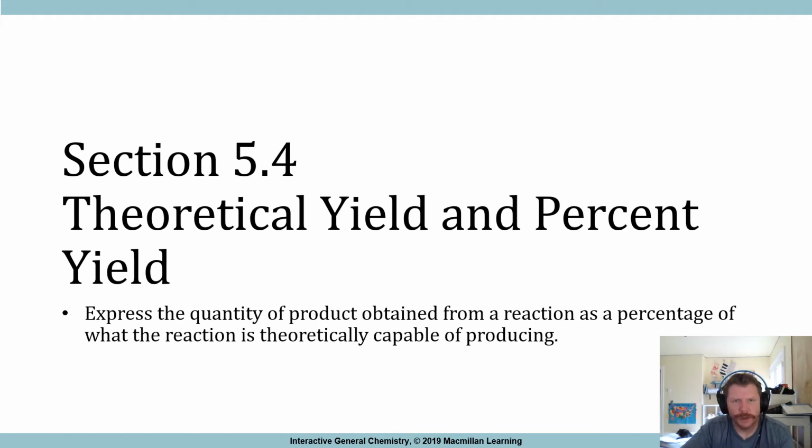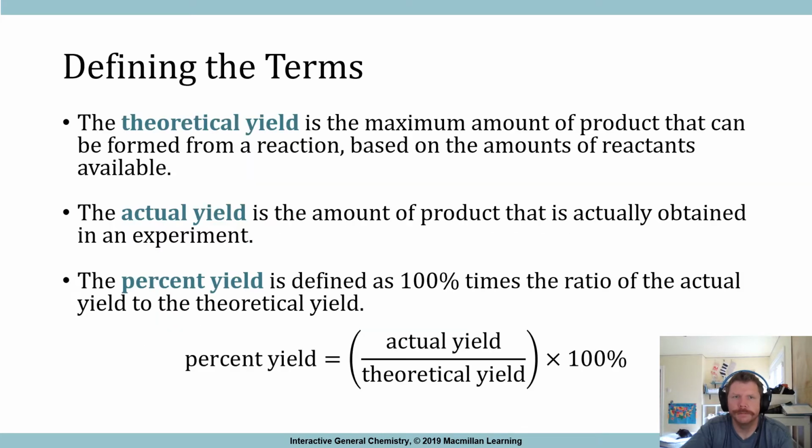Right, everybody, section 5.4, theoretical and percent yield. Theoretical yield is the maximum amount of product that can be formed from a reaction based on the amounts of the reactants. So it's kind of in theory, this much could be produced given this much.